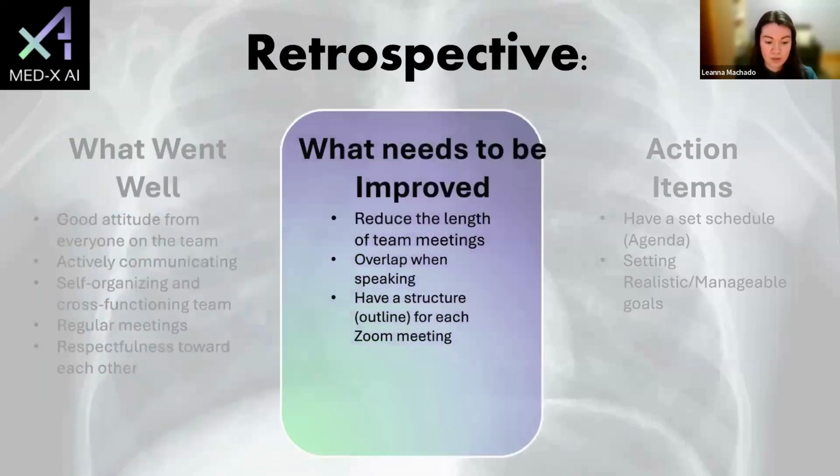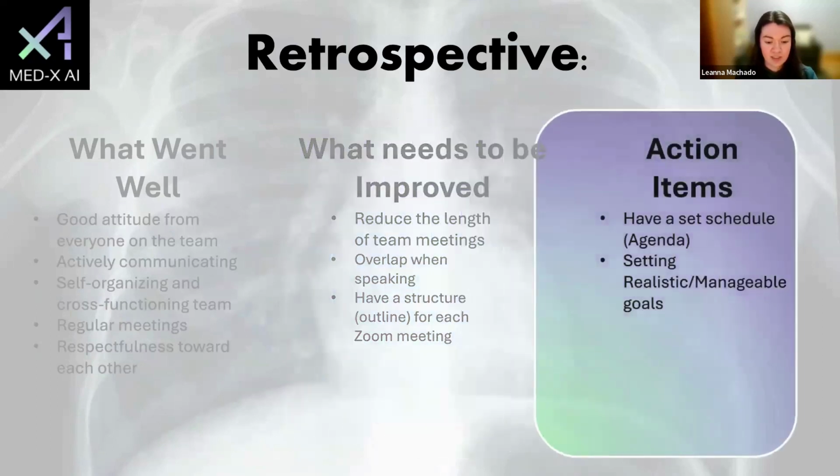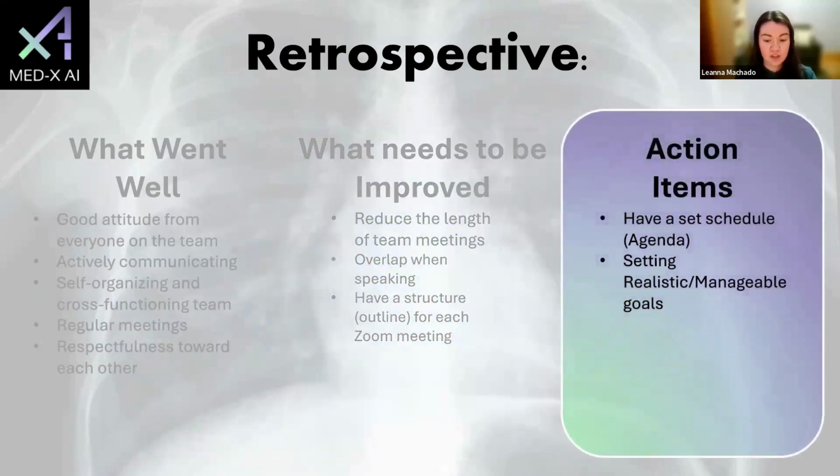For what needs to be improved, we noted that the length of time for our meetings could be more concise. Sometimes there was a problem with overlapping when speaking, and the structure of our meetings can be refined. Based on what we could enhance and change, the team decided on two action items to focus on in the next sprint, which are creating a set agenda or outline for our meetings and setting realistic and manageable goals.